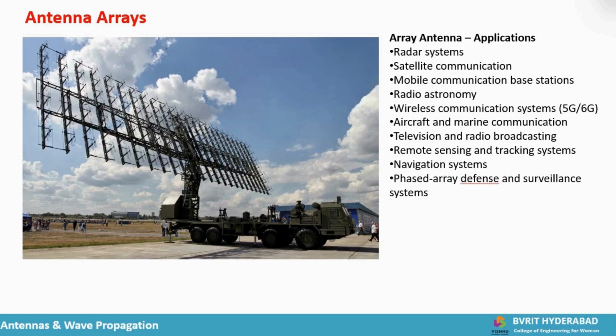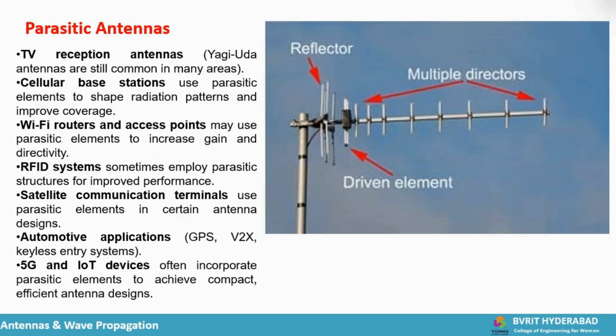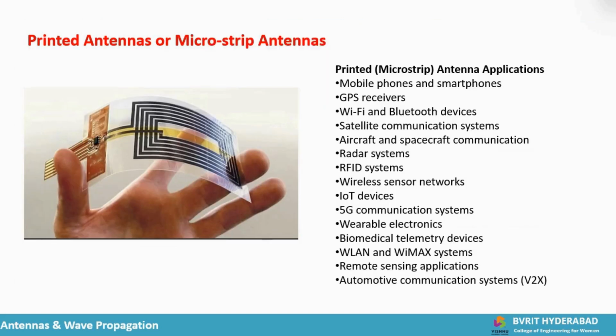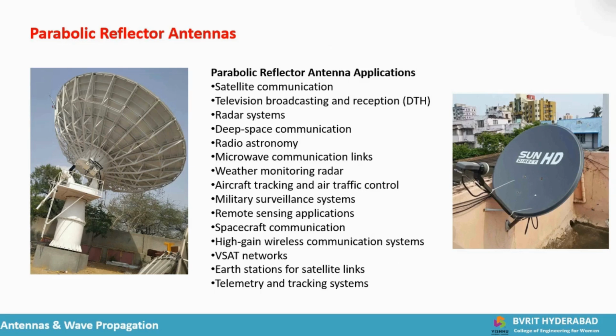Antenna arrays combine multiple elements to increase gain, improve directivity, and enable beam steering in advanced communication systems. Parasitic antennas, such as Yagi-Uda arrays, use reflector and director elements to enhance gain and directional performance. Microstrip antennas are lightweight, compact, and widely used in mobile phones, satellites, GPS receivers, and modern wireless devices. Parabolic reflectors provide very high gain and are extensively used in satellite communication, radar, and deep space communication systems.